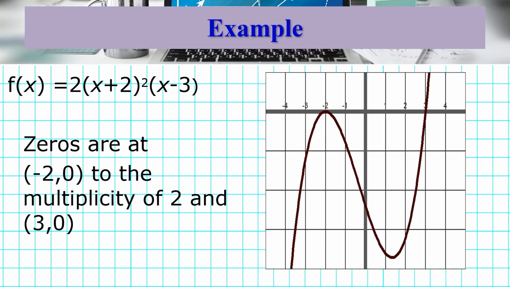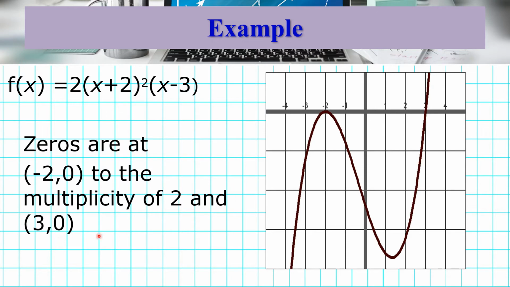Example of multiplicity or graphing a polynomial function with multiplicity is this one. We have f of x equals 2 times (x plus 2) quantity squared times (x minus 3). So, dito sa function na to, ang zeros natin is at (negative 2, 0) to the multiplicity of 2, dahil dito sa exponent na to. Ibig sabihin, twice siyang magiging factor or zeros ng polynomial function na to. Yung (negative 2, 0) is a zero of the function twice. And also at (3, 0). So, dito sa (3, 0), ang kanyang multiplicity ay odd number which is 1.